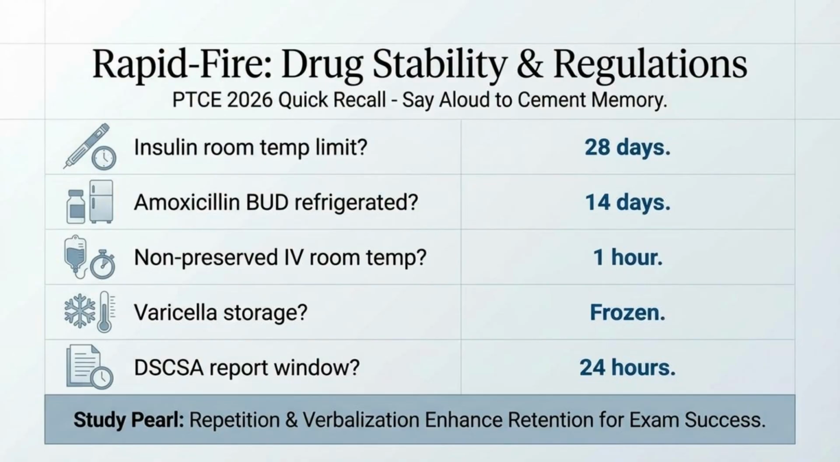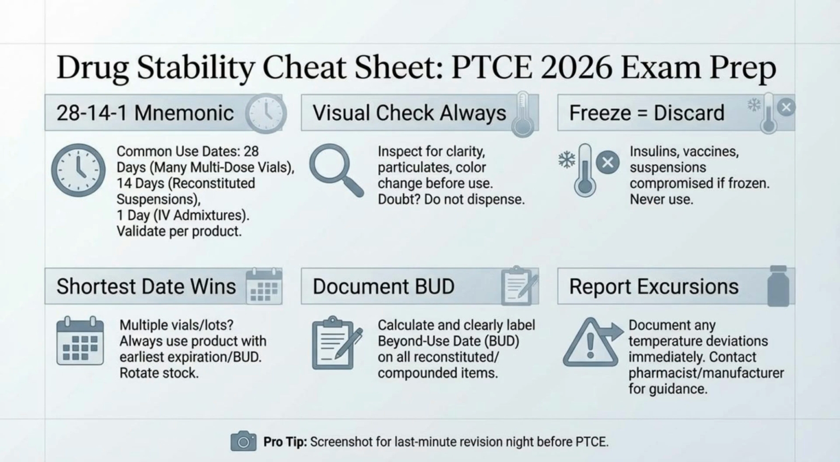Insulin room temp limit is 28 days. Amoxicillin BUD refrigerated is 14 days. Non-preserved IV at room temp is 1 hour. Varicella storage is frozen, and the DSCSA report window is 24 hours. Remember, repetition and verbalization enhance retention for exam success.